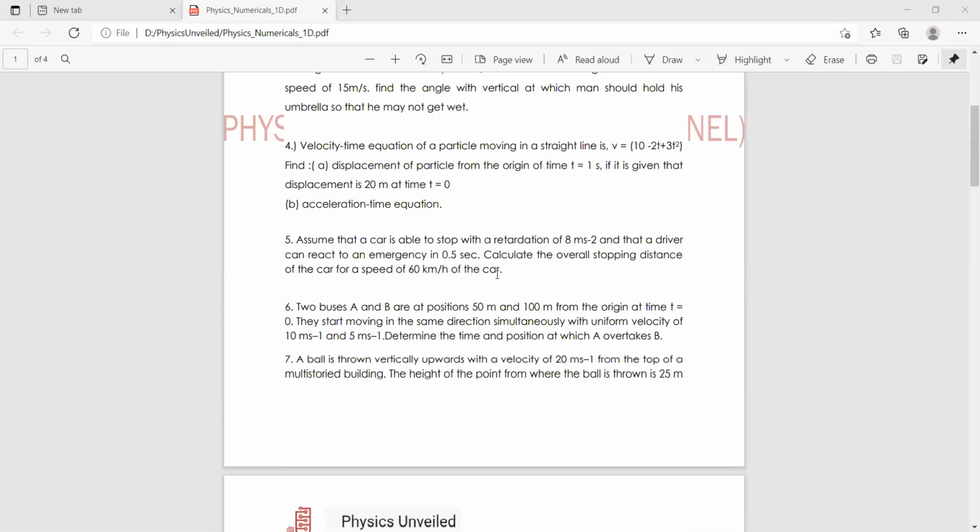The sixth problem: two buses A and B are at positions 50 meter and 100 meter, and they start at t equal to 0. They start moving in the same direction with uniform velocities of 10 meter per second and 5 meter per second.